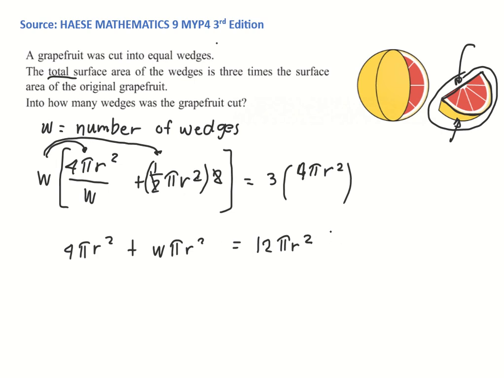And if you look at them, there's a common factor. We can divide everything by pi r squared. 4 pi r squared divided by pi r squared is 4, plus w pi r squared divided by pi r squared is w, and 12 pi r squared divided by pi r squared is 12. So we can easily calculate that w. What do we add to 4 to get 12? That's 12 minus 4. So our answer, 8 wedges.